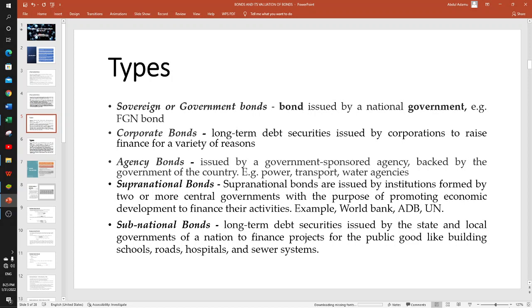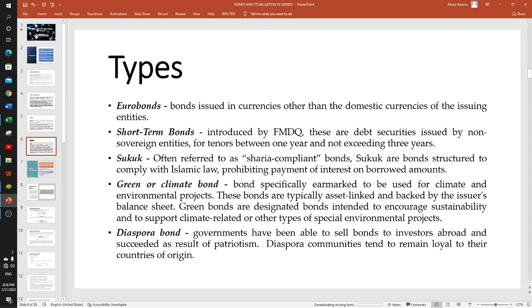We can also have supranational bonds. Supranational bonds are issued by institutions formed by two or more central governments. For example, the World Bank or African Development Bank can issue bonds. Then we have subnational bonds, that is, other levels of government can also issue bonds. Other arms of government like local government and state government issue bonds for building schools and roads, called subnational bonds.